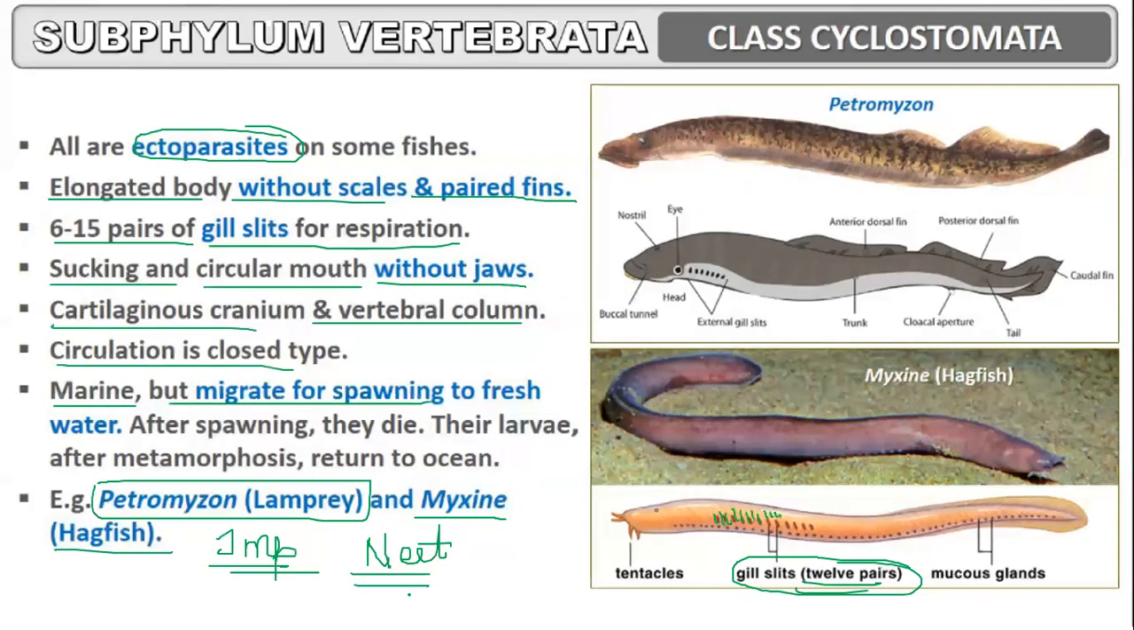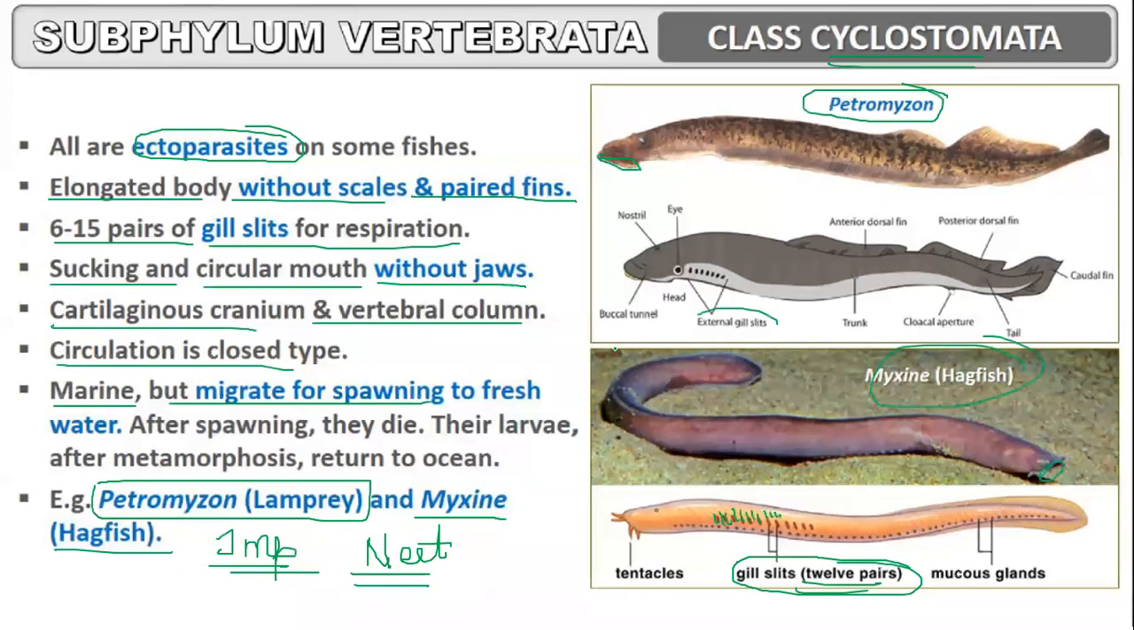Previous year NEET question: Petromyzon lamprey and hagfish are examples of animals that do not have jaws, or that have a circular sucking mouth without jaws. They are examples of class Cyclostomes. This is the Petromyzon. Look at their mouth. This is the Myxine or hagfish. Look at their mouth, everyone.